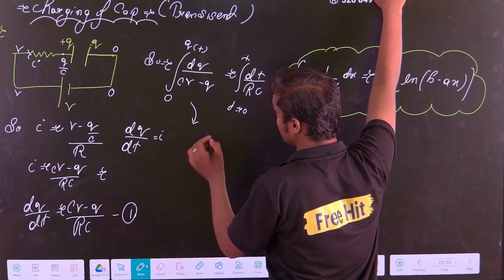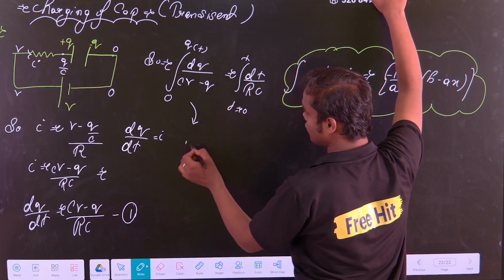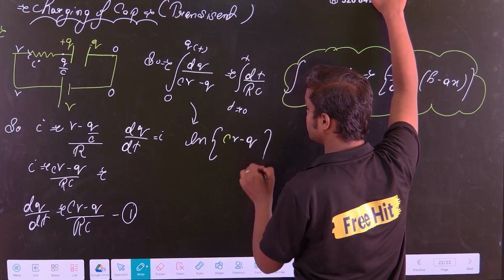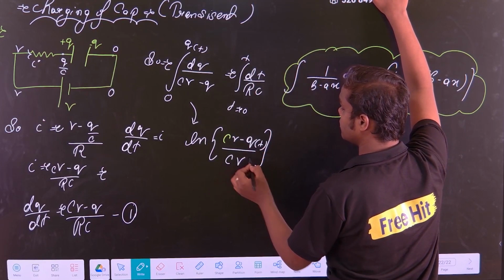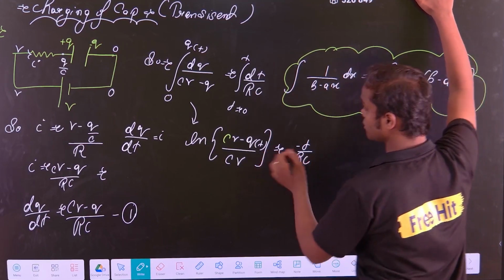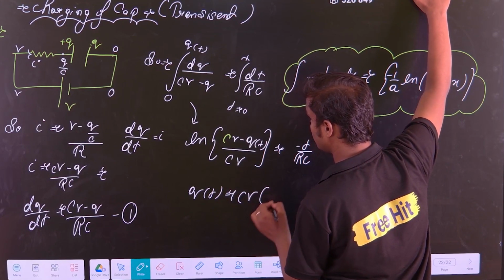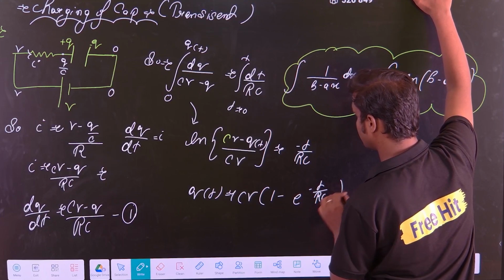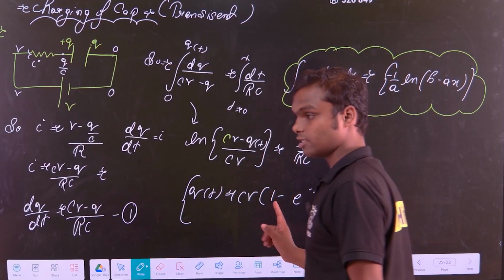If you do this, what you will get? I'm writing directly: ln of (CV minus Q) divided by CV is equal to minus t by RC. So from here you will get Q of t is equal to CV into (1 minus e to the power minus t by RC). That is the equation of charge.